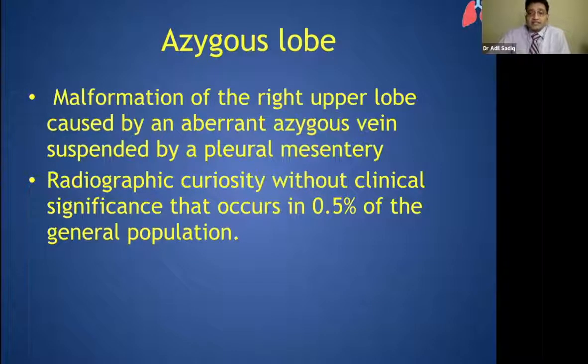The azygous lobe, coming onto that, is more a radiologic curiosity that occurs in a small percentage of the population, and it's a malformation in the right upper lobe. There's an aberrant azygous vein that's suspended by a pleural mesentery, and it causes a small separation of the lobe called the azygous lobe, and nothing really needs to be done for it, just follow up.